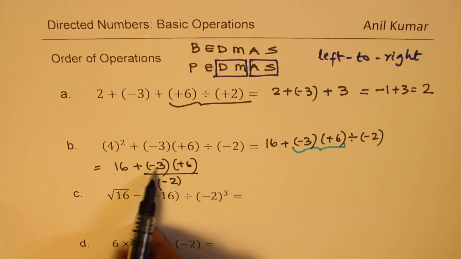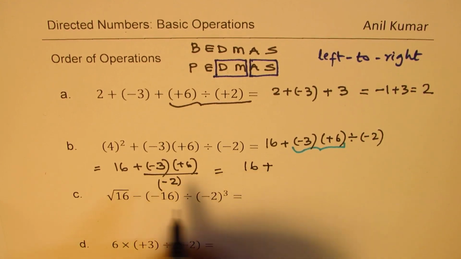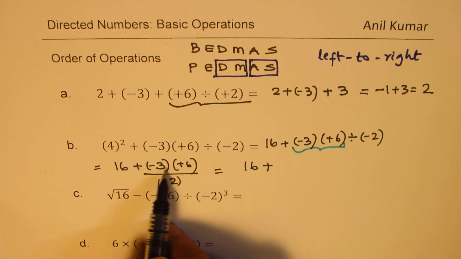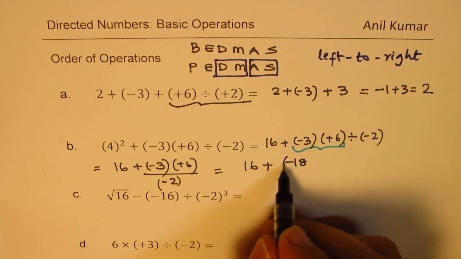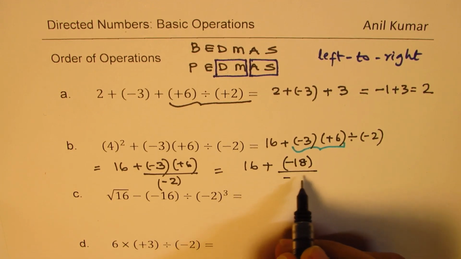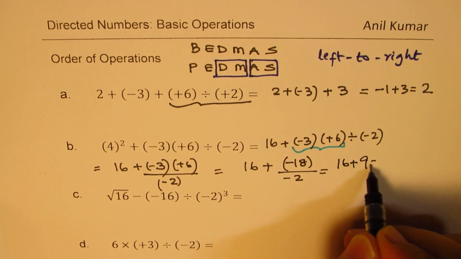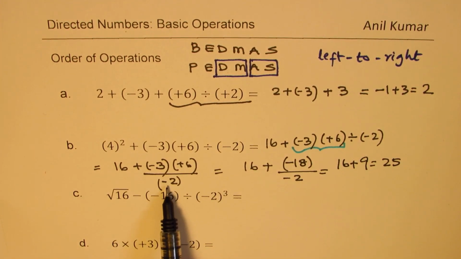Do you get the idea? First you have to multiply that, right? So let me rewrite this as 16 plus. Now multiply this, we get 6 times 3 with a negative sign gives you minus 18, right? Now minus 18 will be divided by minus 2, which is plus 9. So we get 16 plus 9 as 25. It is not necessary to write in the denominator as I did, but you could.